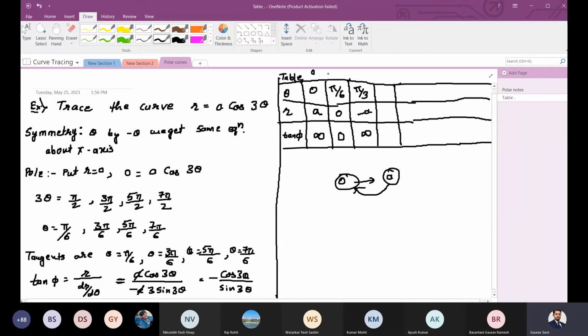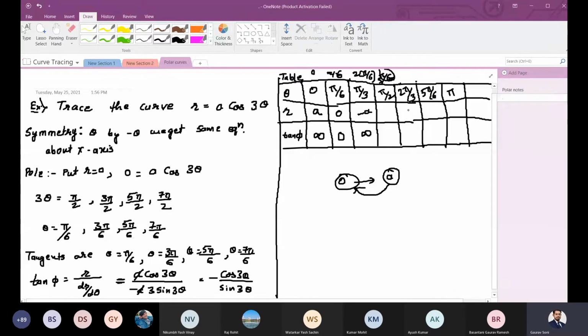Look, 0, pi by 6. This is 2 times pi by 6. The next value is going to be 3 times pi by 6, which is pi by 2. The next value will be 4 times pi by 6, which is nothing but 2 times pi by 3. It will be 5 times pi by 6. And the next one will be 6 times pi by 6, which is pi.